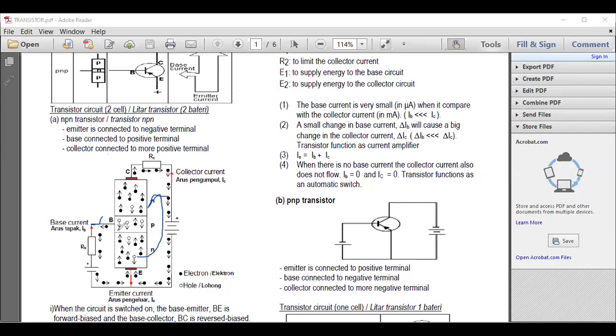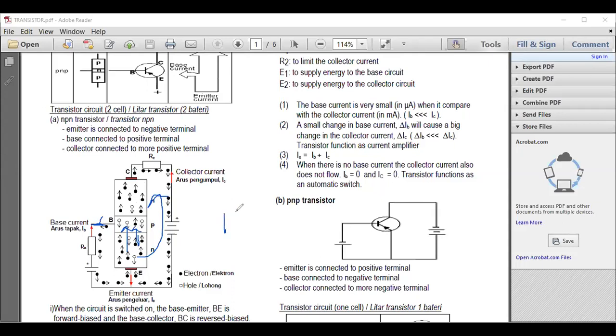This is a diode. That means the base and emitter must be in forward bias. That means you need to turn this on. The electrons must go to the base first, and after that they must go to the collector. They cannot bypass and go straight to the collector without going through the base. That's what is meant by this. If there's no base current, there won't be any collector current.